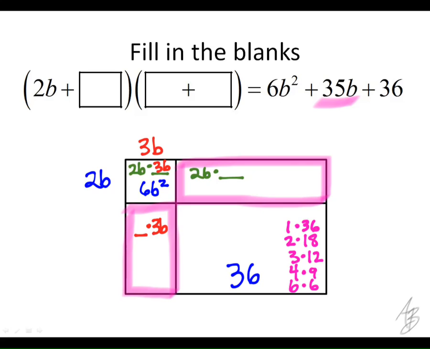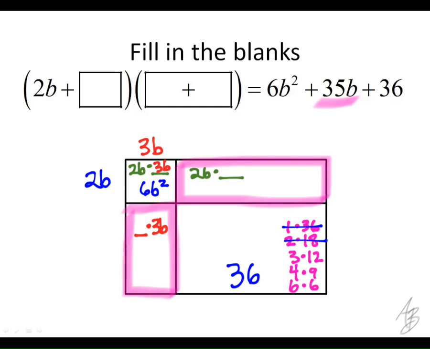If I try 36 with anything here, 36 times 2 is 72. That's already way too big, right? So let's get rid of that one right away. The 36 is no good. And actually the same thing with the 18. 18 times 2 is 36, right? And that's going to be already too big. So the 18 is not going to work either.